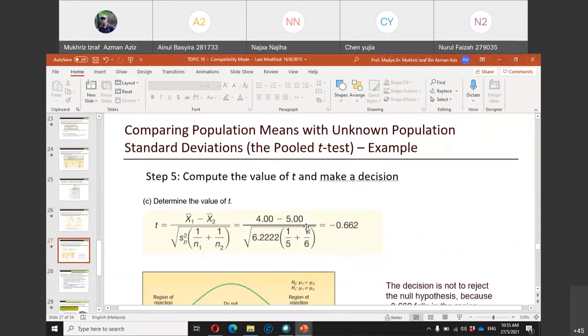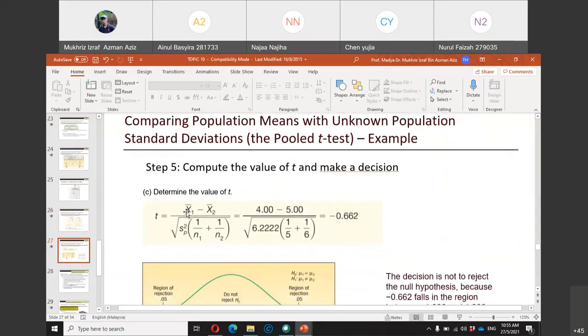So here it is also the same, X bar 1 minus X bar 2. Remember, X bar 1 refers to the Wallis value. Why Wallis? Because that's how you write down your H1: the mean of Wallis not equal to the mean of Atkins. So in the calculation part, it must also follow: the sample mean of Wallis minus the sample mean of Atkins. So 4 minus 5, divided by the pooled standard deviation, and you get negative 0.662.